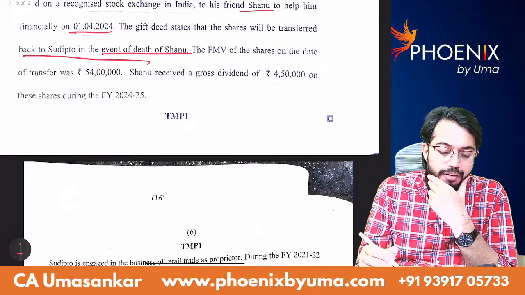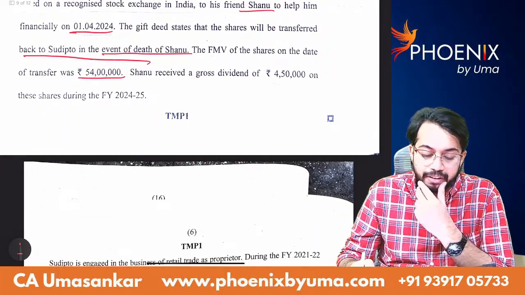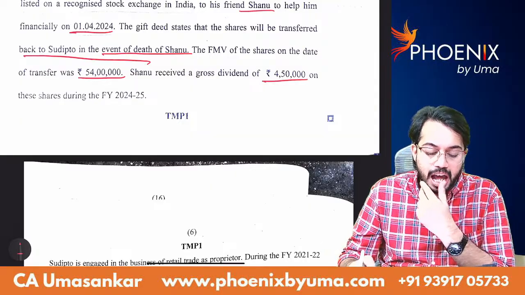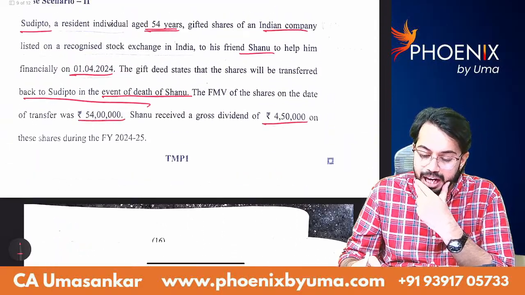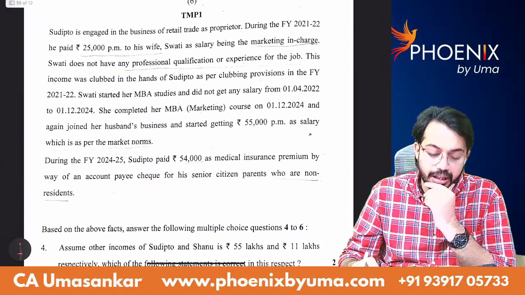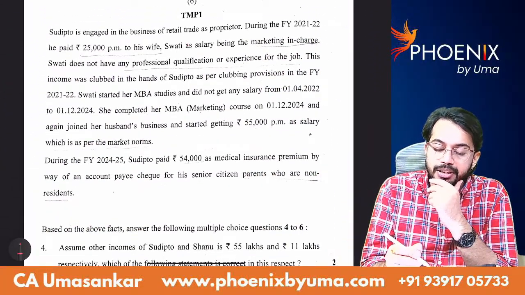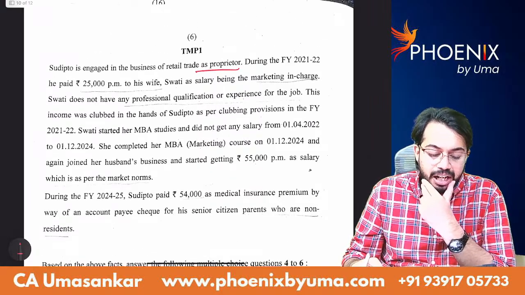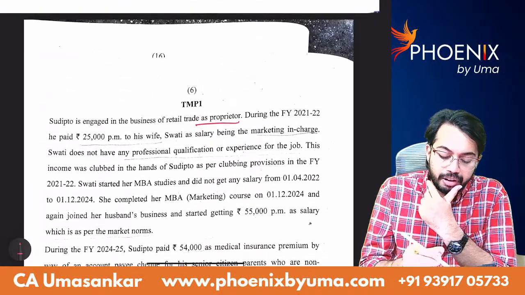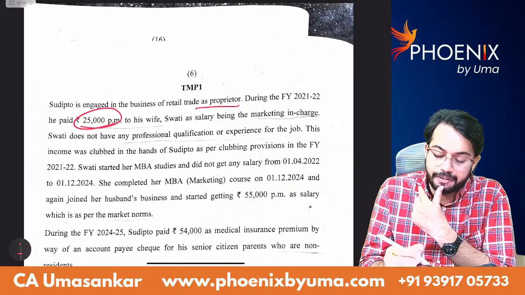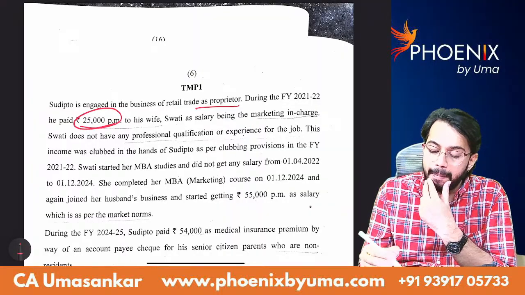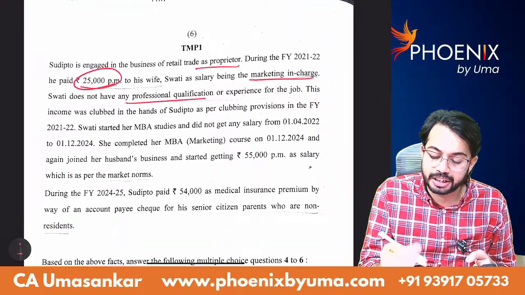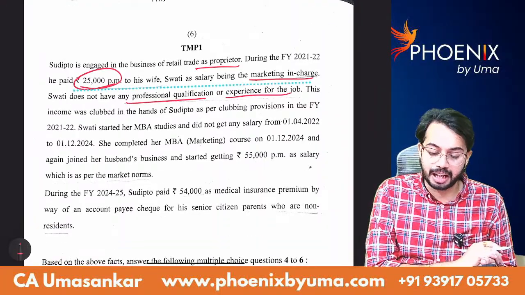Fair market value of shares on the date of transfer was 54 lakhs. Shanu received a gross dividend of 4,50,000 on these shares during financial year 24-25. Sudipto is engaged in the business of retail trade as proprietor. During financial year 21-22, he paid 25,000 per month to his wife Swati as a salary, being the marketing in charge. Swati does not have any professional qualification or experience for the job.